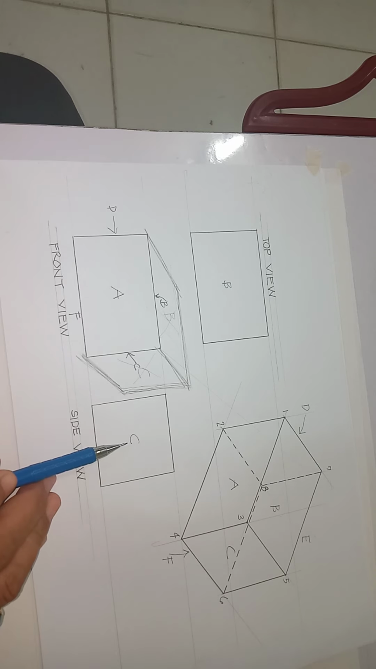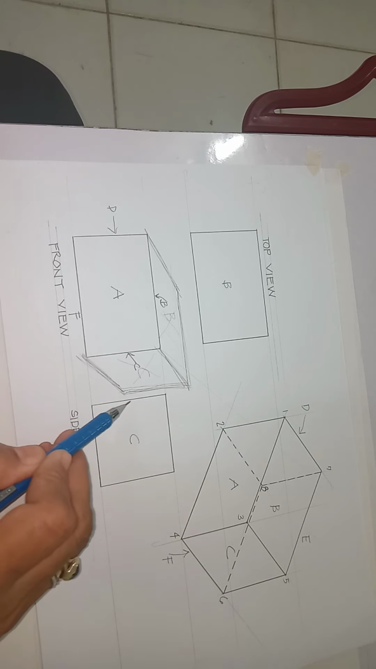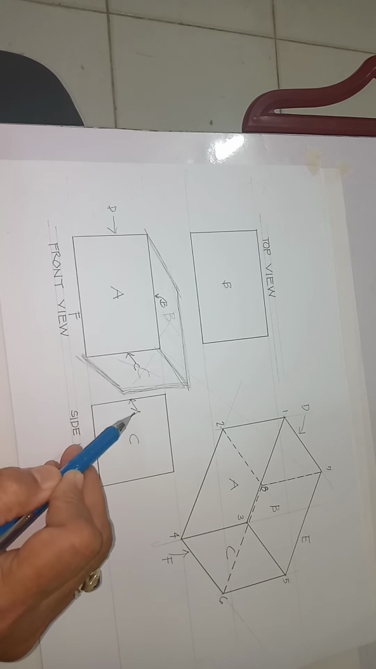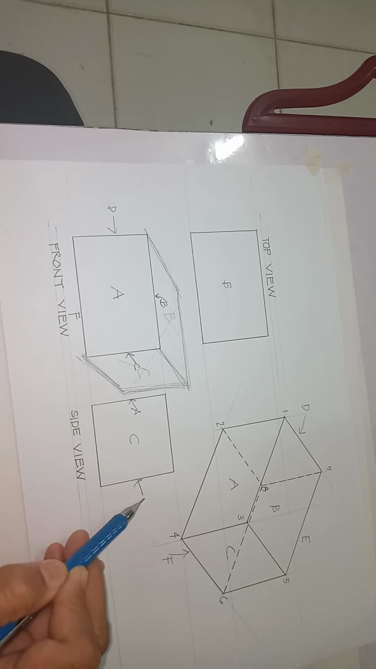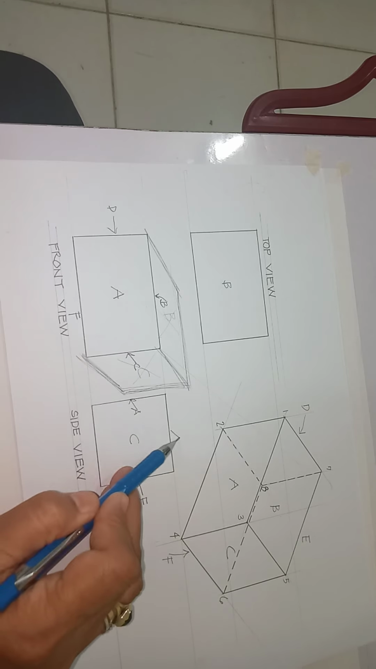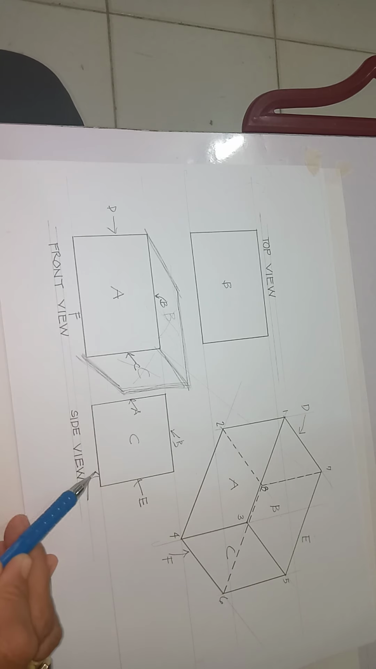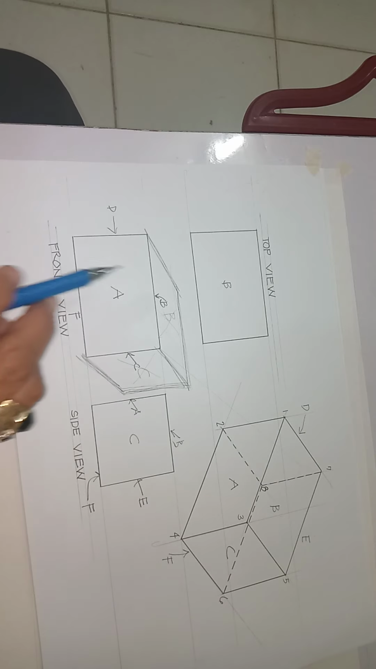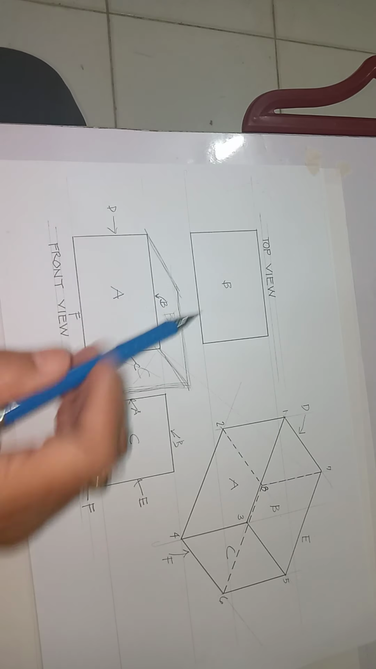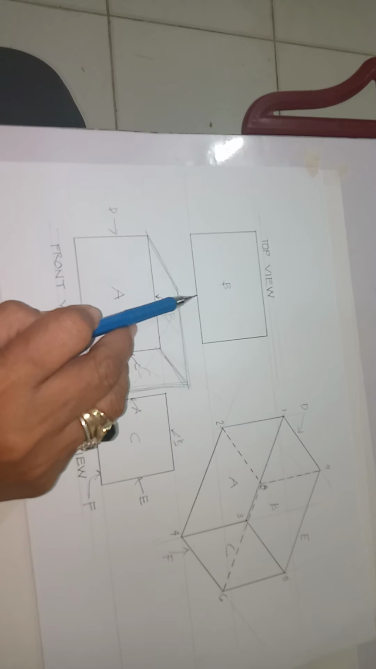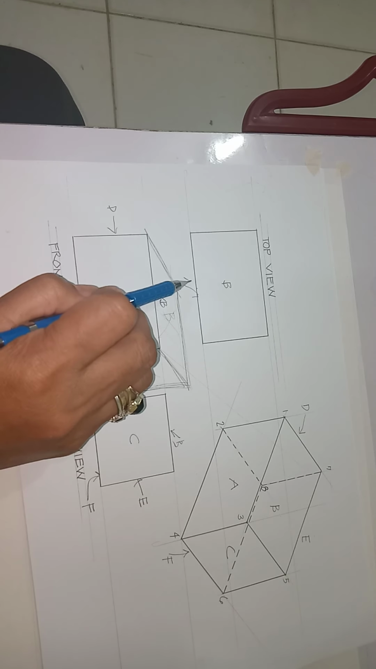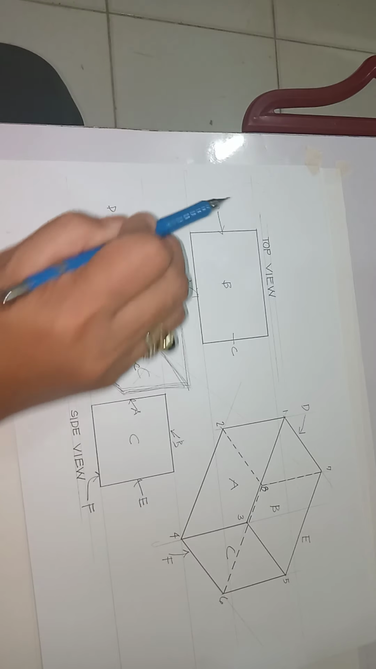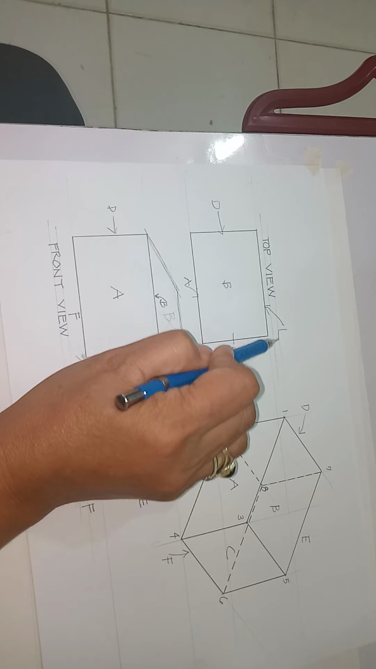This one is our surface C, and this line is our surface A. This one is our surface E. This one is surface B. And the last one is surface F. Now, going to the top view. This is our surface B. This one is our surface A. This one is C. This one is D. And this one is E.